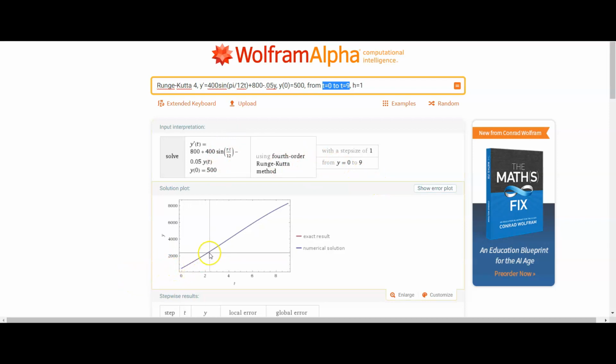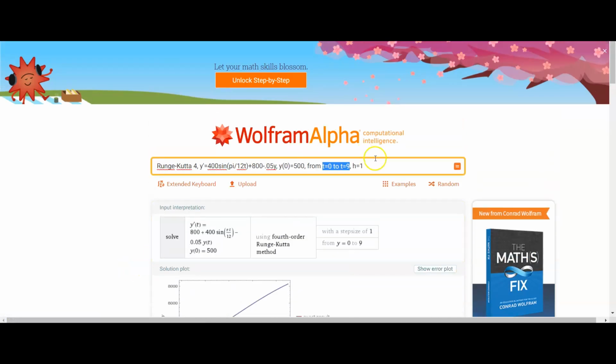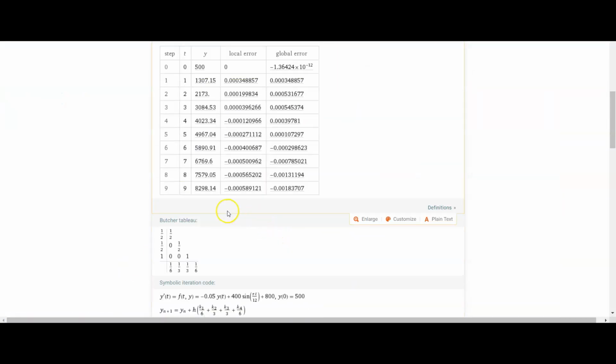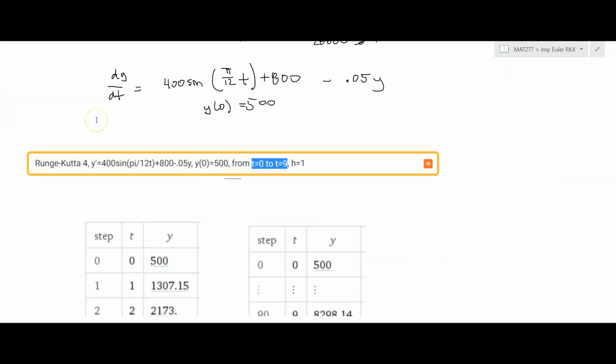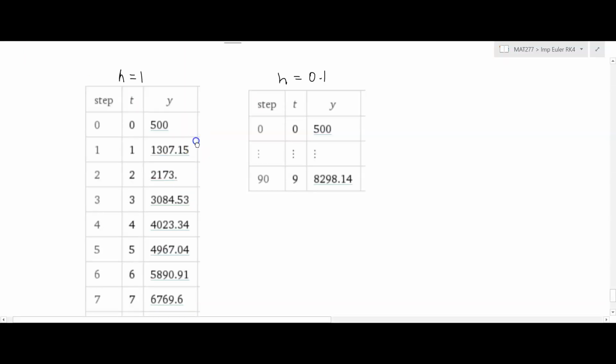Here's the actual number of fish over time. We see that there's almost like a logistic type of curve where the rate seems to be slowing down. We have this concave up piece here. And we see that at time 9, there should be 8,298 fish or thereabout. 8,298, that's a step size of 1. So the relative error is going to be shown here by looking at what happens when h is set to 1 versus when h is set to 0.1.